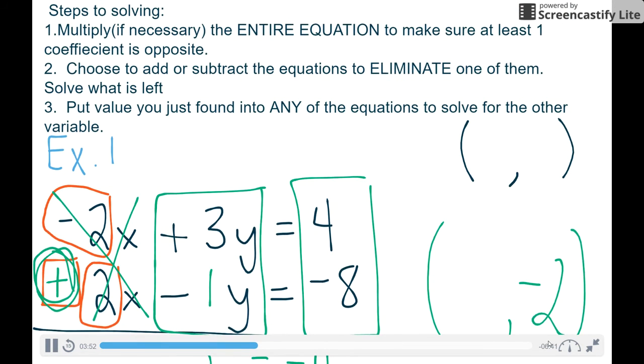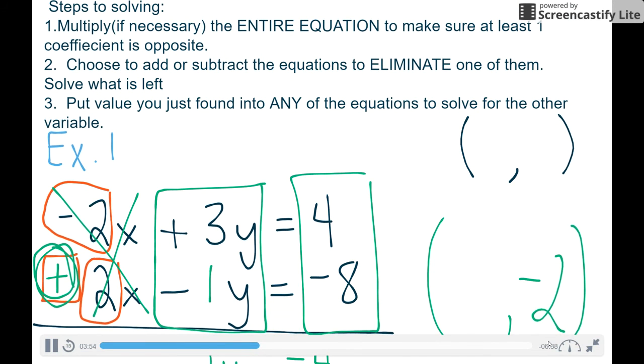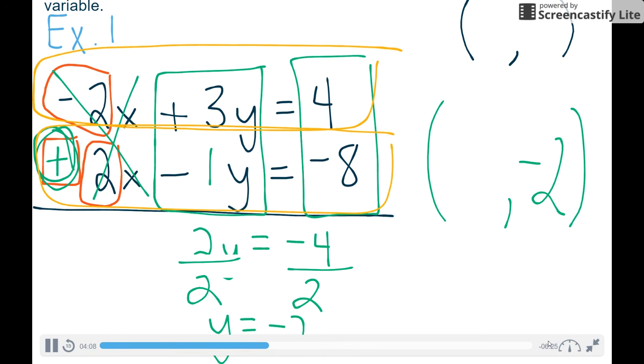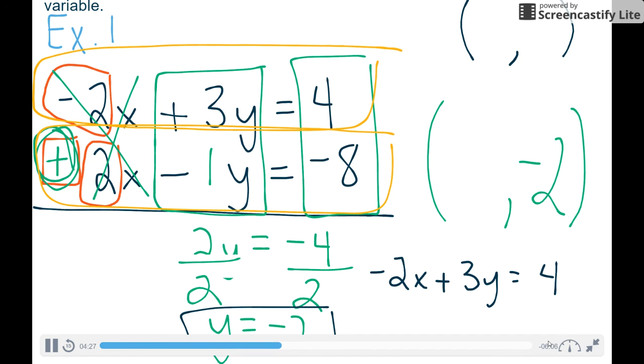Now let's go back up to our steps. Put the value you just found into any of the equations to solve for the other variable. So when you go back to solve for x, you get to go back to either this equation or this equation. It doesn't really matter which one you pick. I'm going to go to the top one just because I feel like it. The top equation says negative 2x plus 3y equals 4. But now I know that the y value is negative 2, so I'm going to take the y out and put in negative 2.